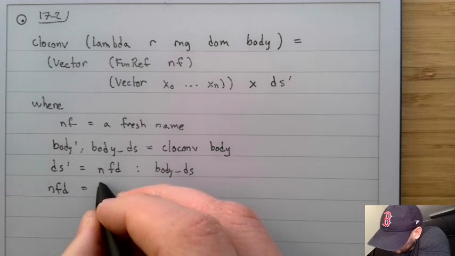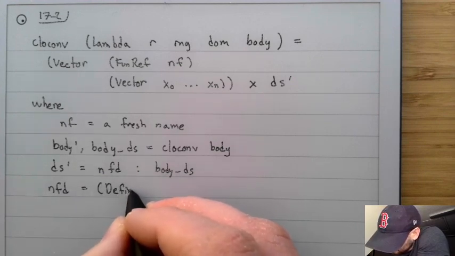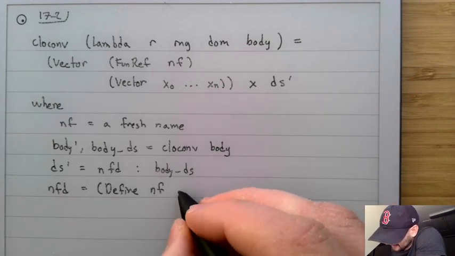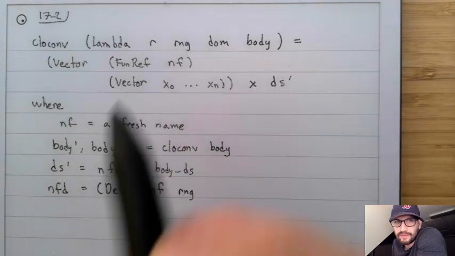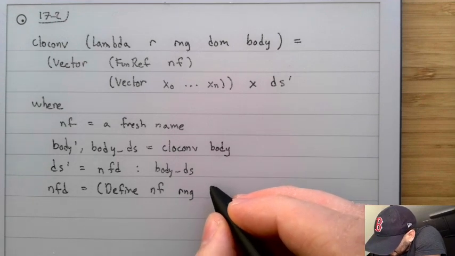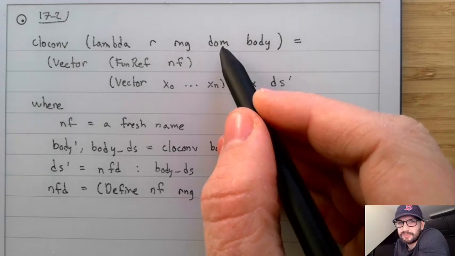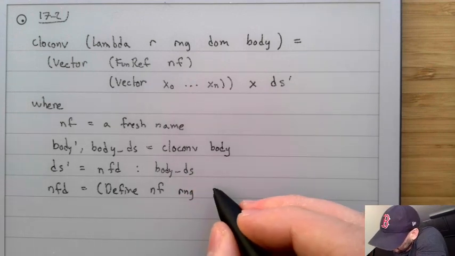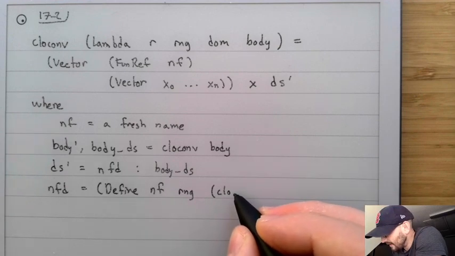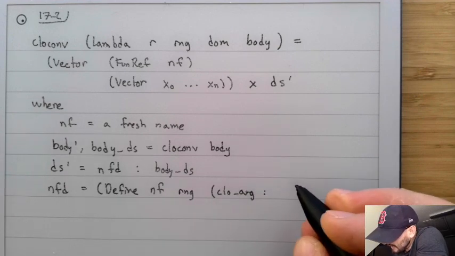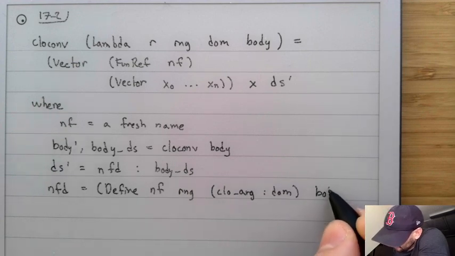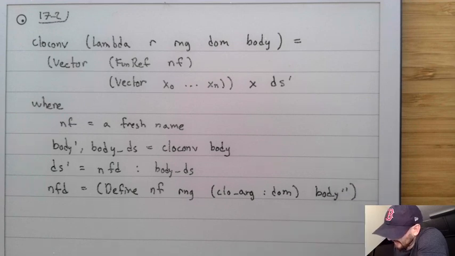The new function definition is a define with the new name, new function. The return type is the same as the range here. Now, what's its domain? Its domain is the same domain as before, except that there's one more thing. We'll call this the closure arg, and we'll combine that with the domain. And then we'll have body prime prime, and that's the new definition.